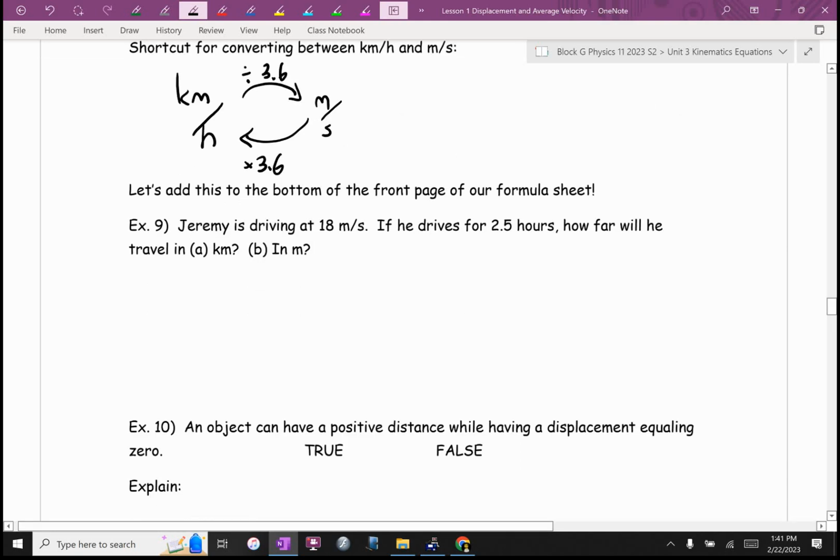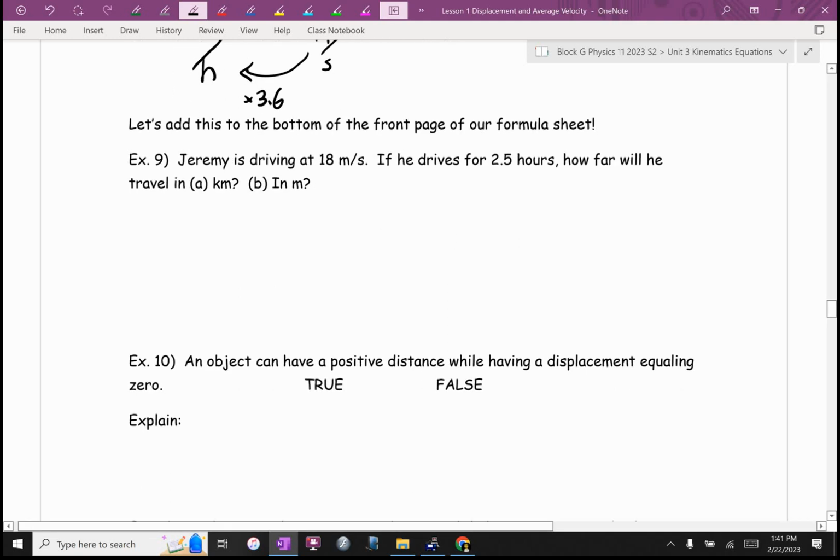We're going to do a couple more examples, and then we're going to do an activity. Your homework is going to be every question on this sheet, but I'm really hoping I can give you time to work on it in class after the activity. Jeremy is driving at 18 meters per second. If he drives for 2.5 hours, how far will he travel in kilometers and in meters?